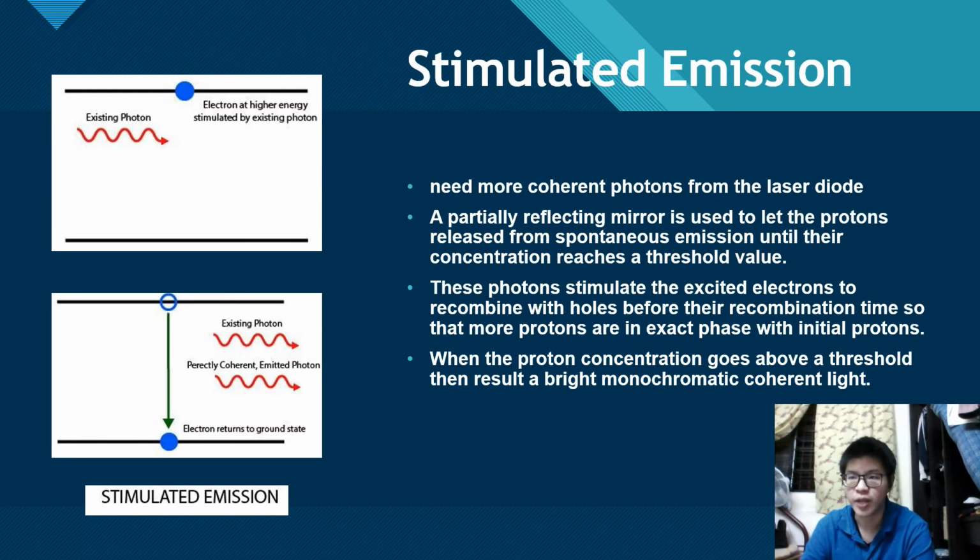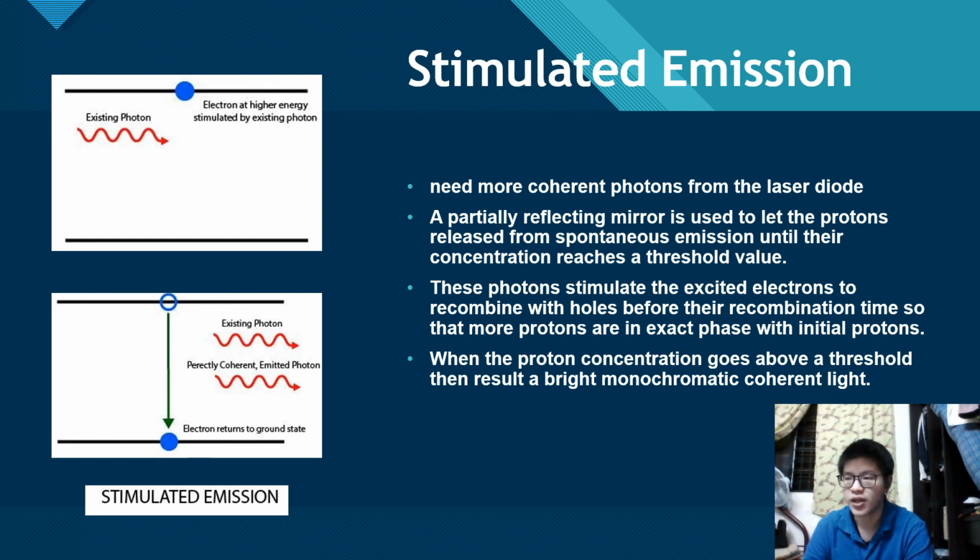Lastly is stimulated emission. We need more coherent photons from the laser diode than the ones emitted through the process of spontaneous emission. A partially reflective mirror is used on either side of the diode so that the photons released from spontaneous emission are trapped in the p-n junction until their concentration reaches a threshold value. These trapped photons stimulate the excited electrons to recombine with holes even before their recombination time.